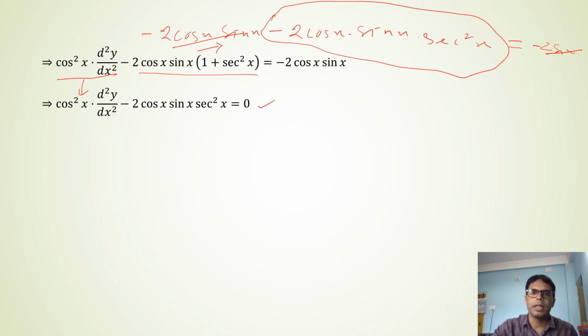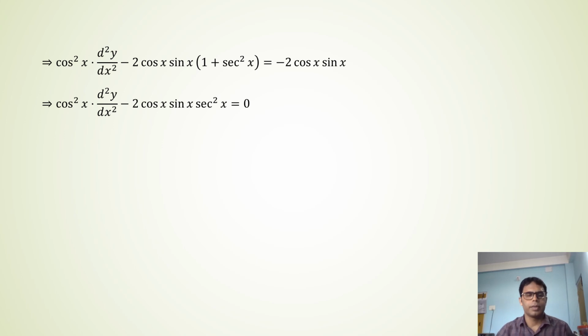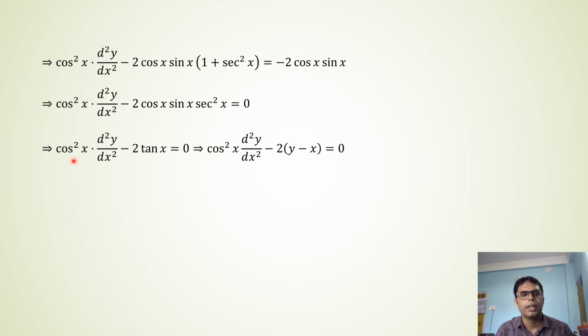And so after that you just write sec square x. This sec square x is equal to 1 by cos square x, and that will be the answer simply. So cos square x into d2y/dx2 minus 2, what is the calculation of this term? I am writing here the calculation of this term. You just observe here, 2 cos x is already here, then sin x is already there, and sec square is only 1 by cos square x.